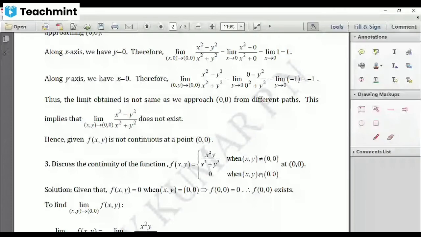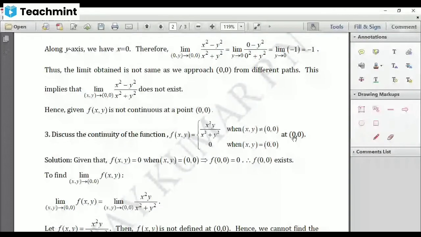So first let us find out the value of the function at 0, 0. So when the ordered pair x comma y is equal to 0, 0, we know that f of xy is 0. But you have to replace x by 0 and y by 0, right? Because we need at 0, 0. So x is 0, y is 0 will give you 0 only. Therefore, f of 0, 0 exists and it is finite.